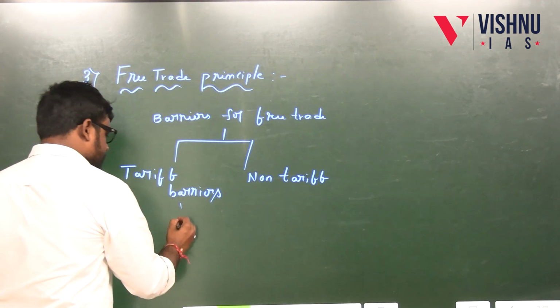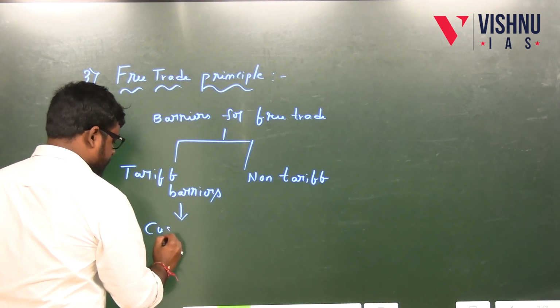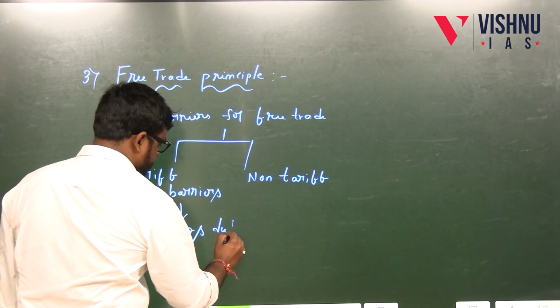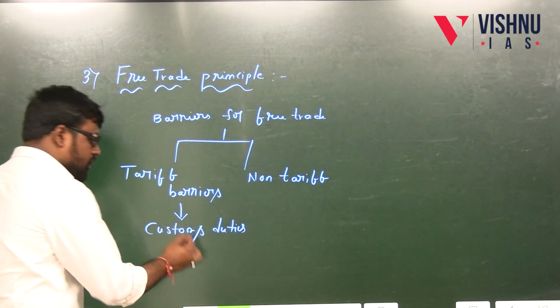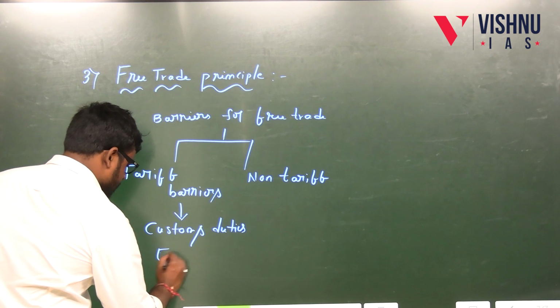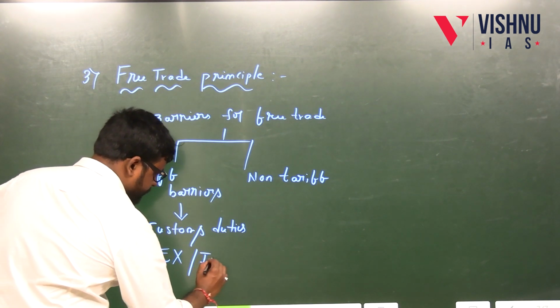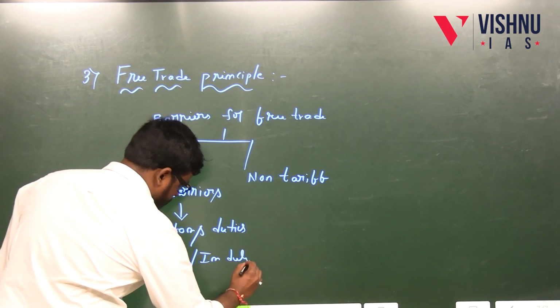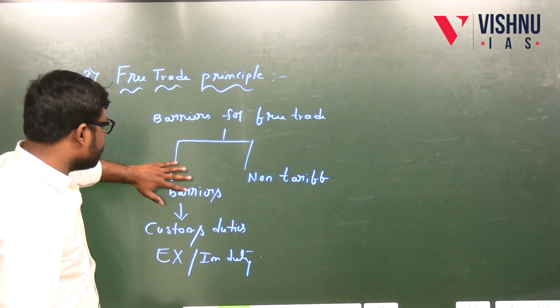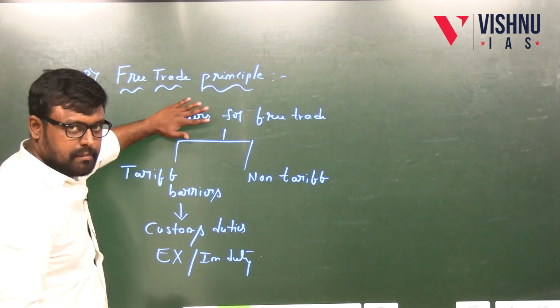So, what are tariff barriers? These are customs duties. So, what are customs duties? Duties imposed on imports and exports. That means export duty and import duty. So, these are customs duties. These are tariff barriers under the trade barriers.